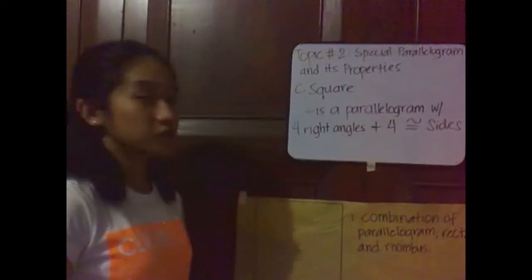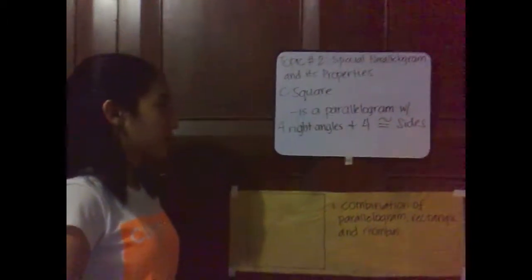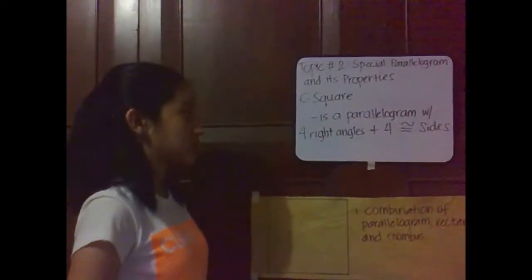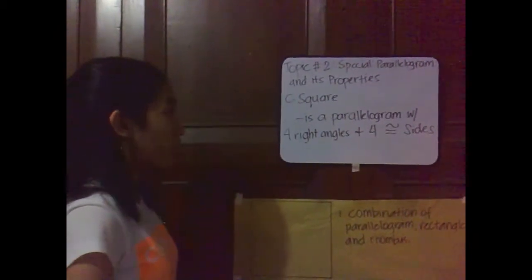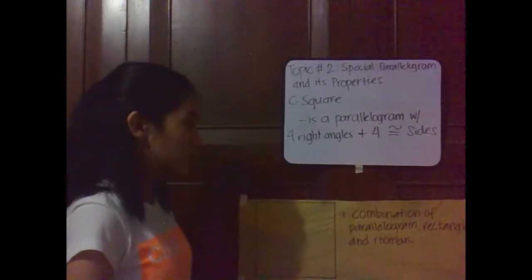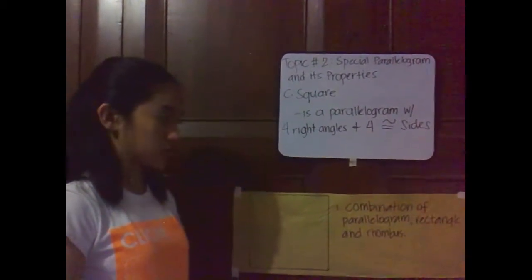The last type of special parallelogram is the square. A square is a parallelogram with 4 right angles and 4 congruent sides. The properties of the square are the combination of the properties of a parallelogram, rectangle, and rhombus.